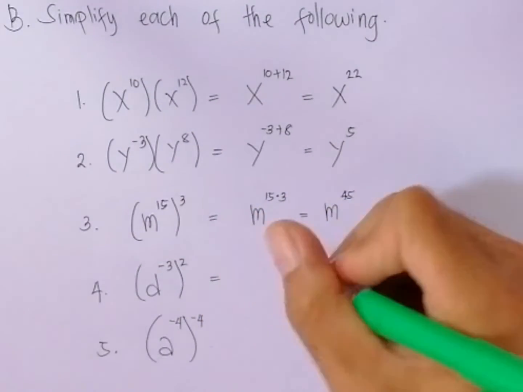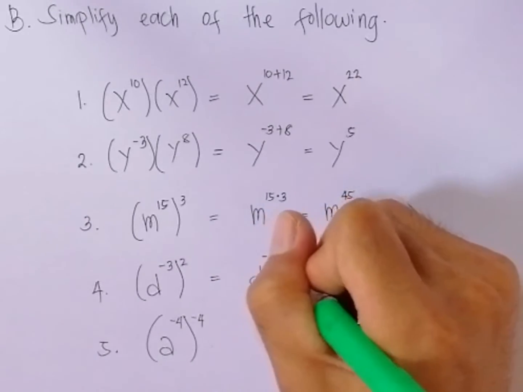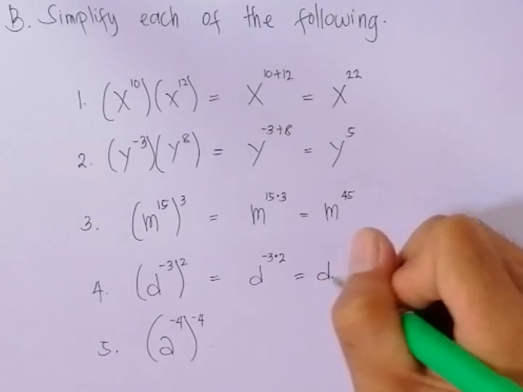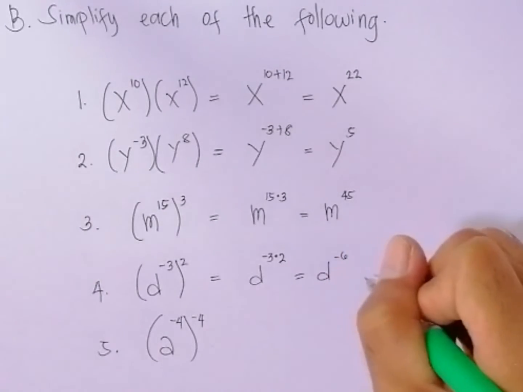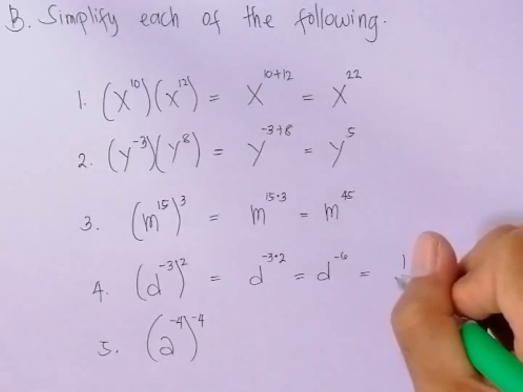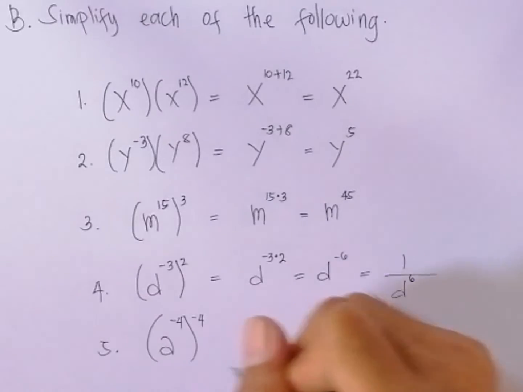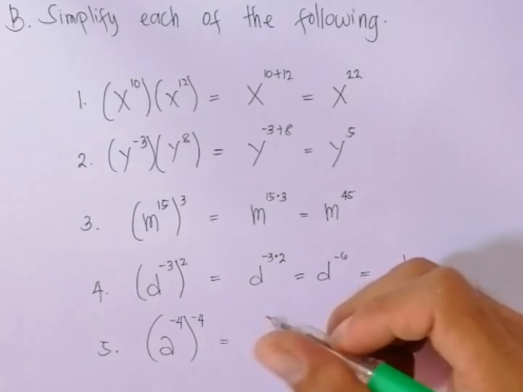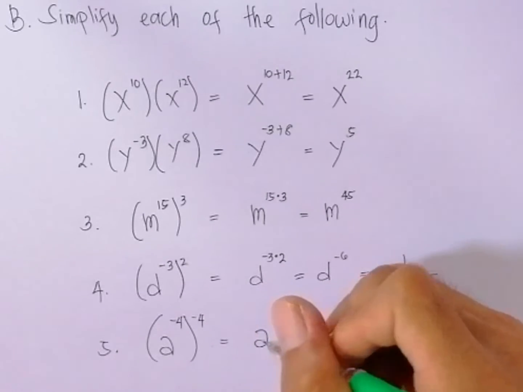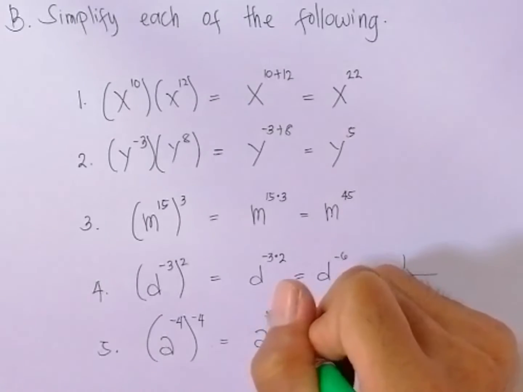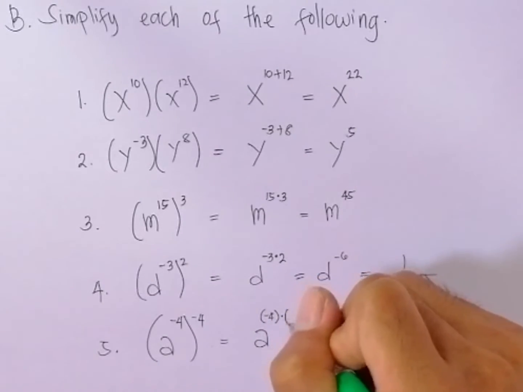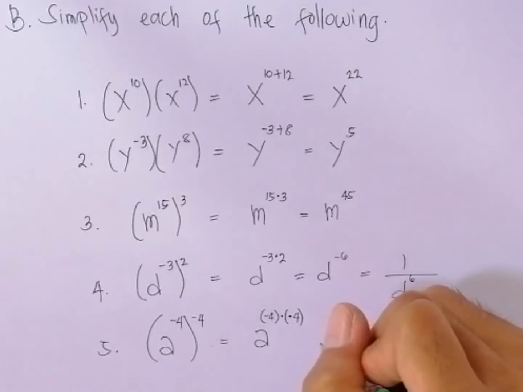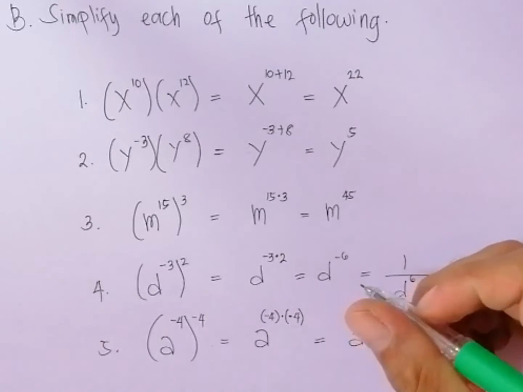Number 4, that is d raised to the power of negative 3 times 2, and that is equal to d raised to the power of negative 6, and that is equal to 1 over d raised to the power of positive 6. Number 5, we have that a raised to the power of negative 4 times negative 4, and the answer is a raised to the power of positive 16.